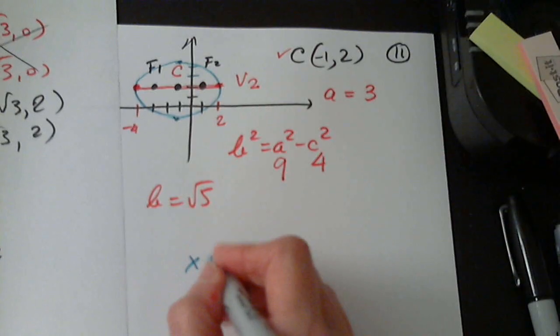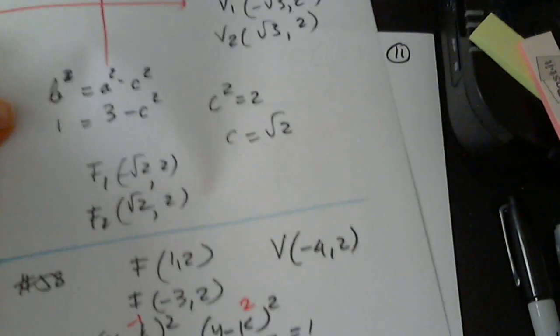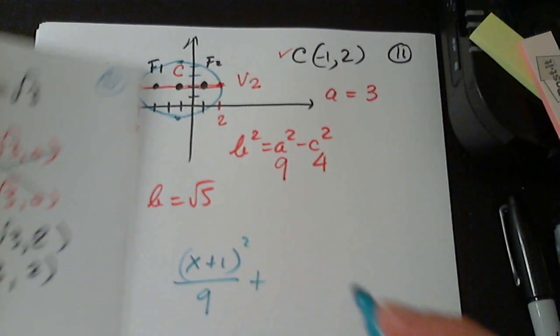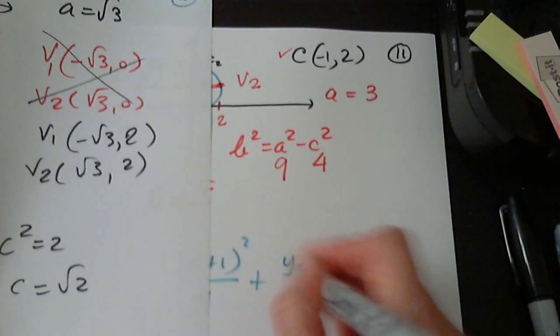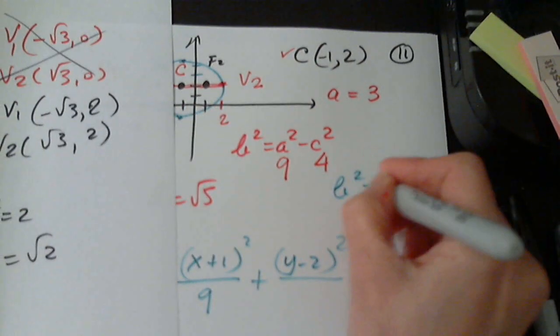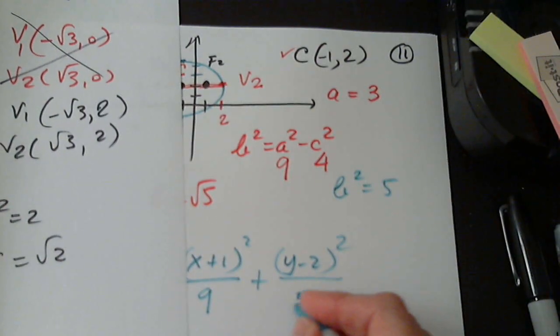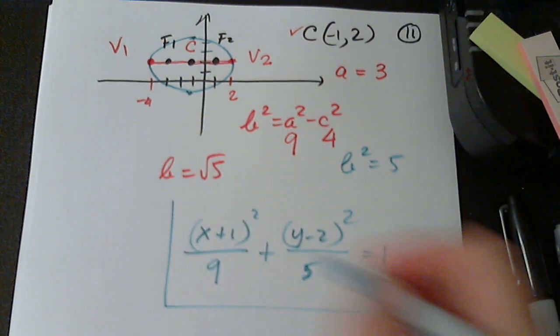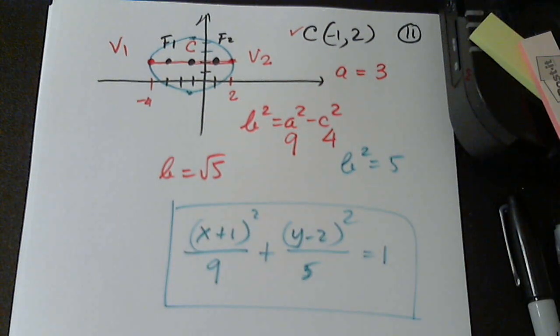Now we have to write the equation: x minus minus 1, so x plus 1, everything squared over 9, plus y minus 2 squared over b squared, which is 5, equals 1. And this is the equation of the ellipse. Any questions?